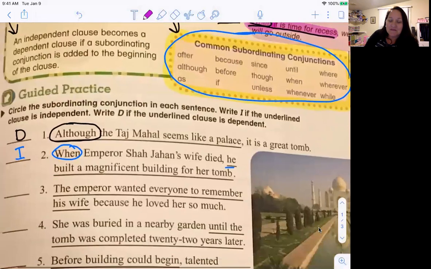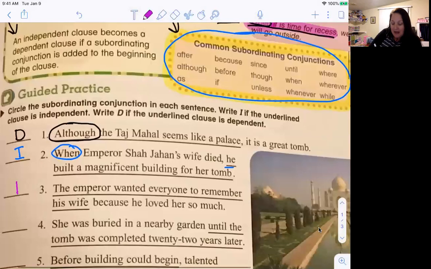Number 3. The emperor wanted everyone to remember his wife because he loved her so much. That's very sweet. Let's look at the underlined part of this sentence. The emperor wanted everyone to remember his wife. Do I have a subordinating conjunction in that part of the sentence? You're right. No, I do not. So if I don't, the sentence can stand alone. And because it can stand alone, it is I for independence.